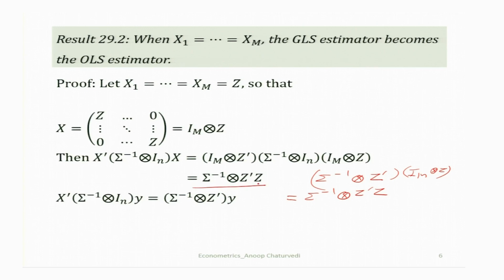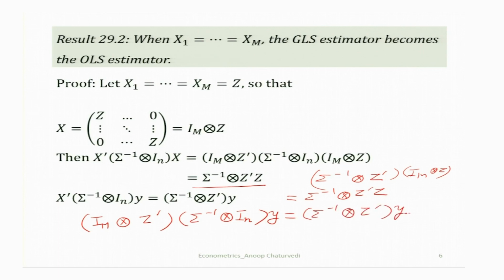You got this term. Then X transpose (sigma inverse Kronecker I_n) y is equal to, again we write X transpose equal to (I_m Kronecker Z) transpose, then you have sigma inverse Kronecker I_n, y, and then this is equal to sigma inverse Kronecker Z transpose y. So, X transpose (sigma inverse Kronecker I_n) y is equal to this.